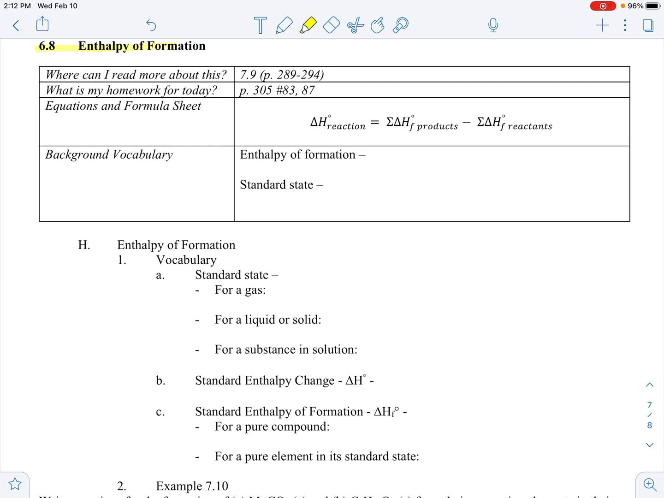Alright, we're on to enthalpy of formation. This is 7.9. We do have a little homework today. We also have a new formula. It looks aggressive, but it's really not that bad. So let's jump in and see what we've got here.